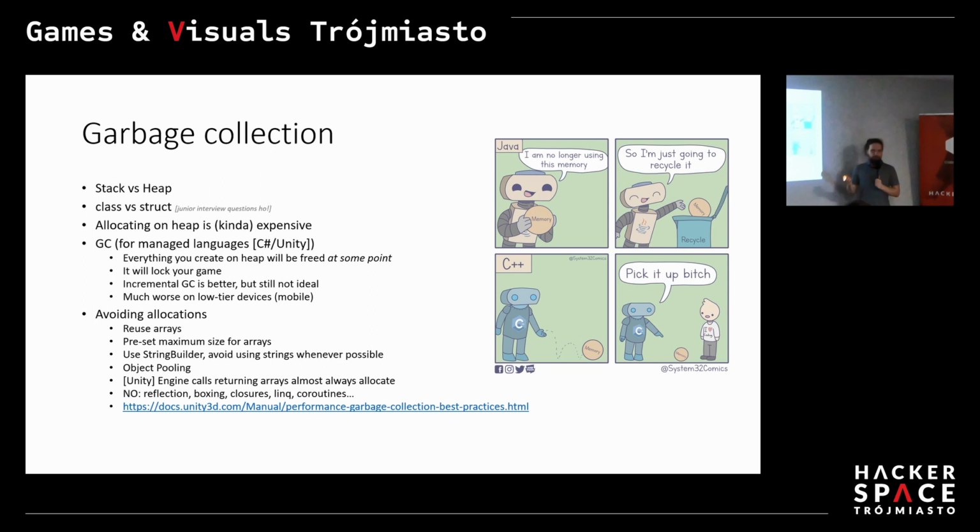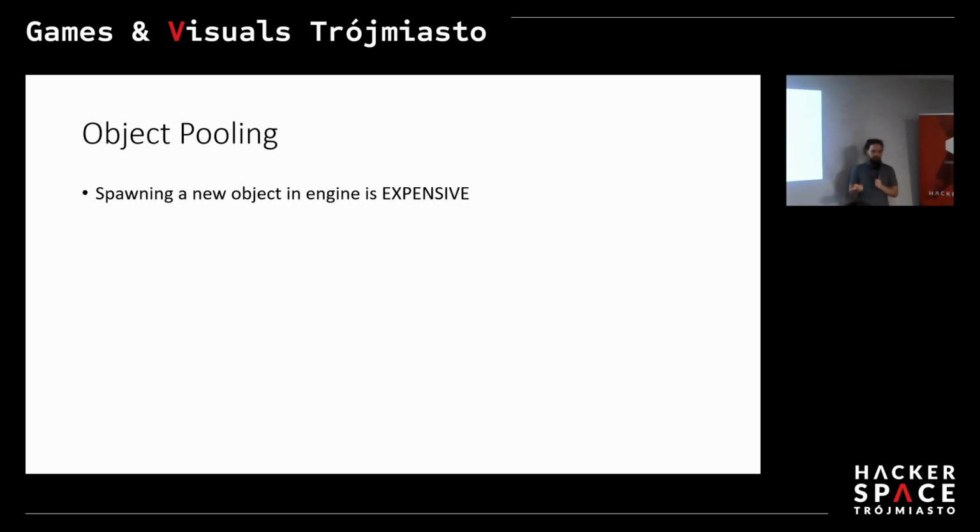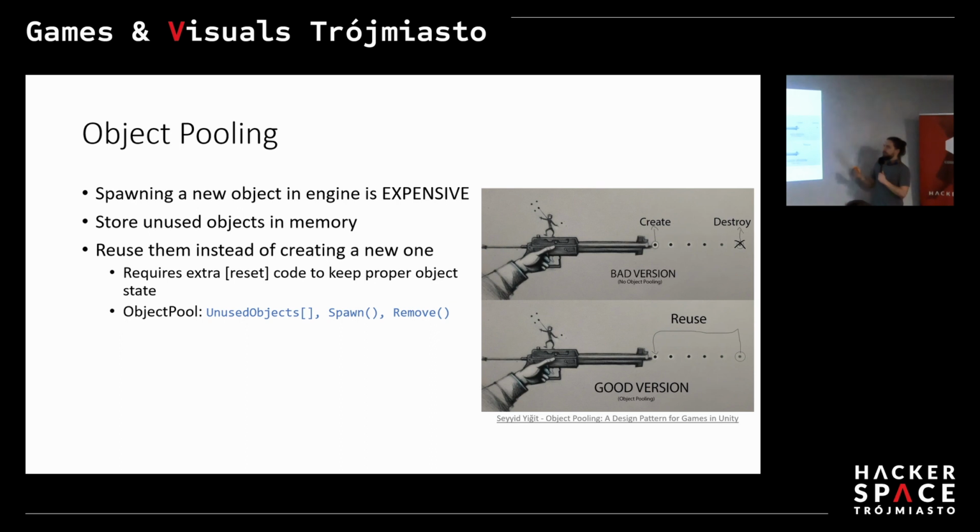Now, the most important optimization trick for garbage collection is object pooling. And it's not just for garbage collection, but for spawning and creating objects in general, which is the slowest thing in engines and the thing that you have to do most often. You spawn bullets, you spawn enemies, you spawn lots of stuff, and it's expensive. So what do we do instead? The usual case is we create a bullet, and when it hits something, we destroy it. The object is gone, and then we create a new one.